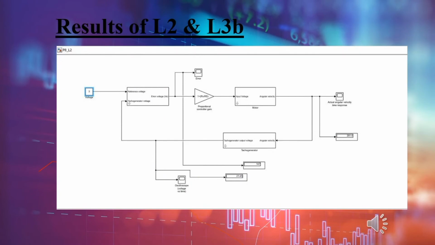For the results of the L2, below you can see the Simulink model for the L2. From this model, you can get the value of the voltage error, the actual angular velocity time response, and the value of the voltage output. We just need to change the value of the voltage input, the value of the resistance, and the value of the resistance at the proportional controller gain to get the values that we need.